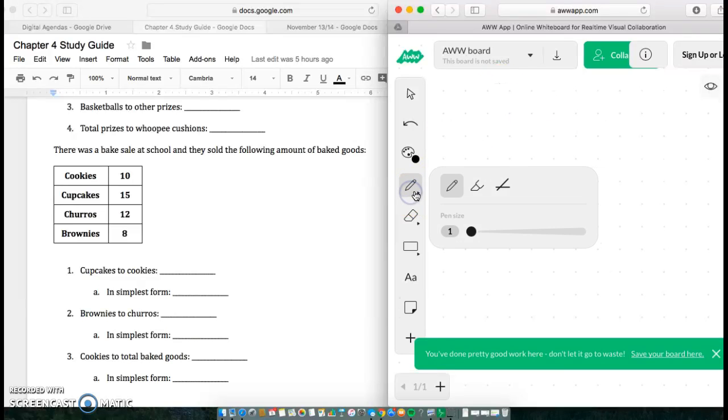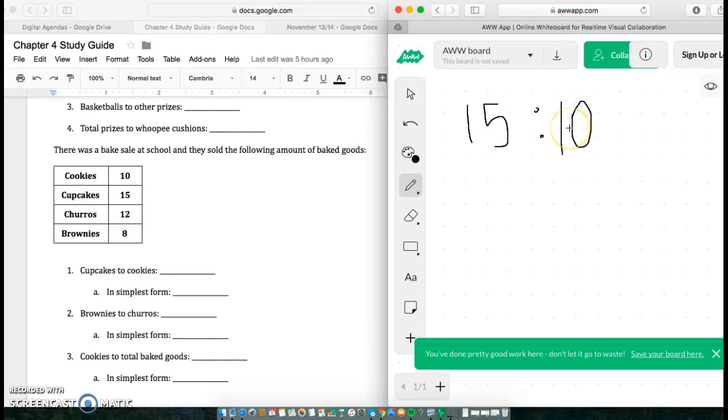Okay, here we go. So there is 15 cupcakes to 10 cookies. Now I need to think of the greatest common factor between 15 and 10 in order to get this ratio in simplest form. So after thinking about my factors of these two numbers, I know my factors of 10 are 1 and 10, 2 and 5. My factors of 15 are 1 and 15, 3 and 5. So the greatest factor they have in common is 5.